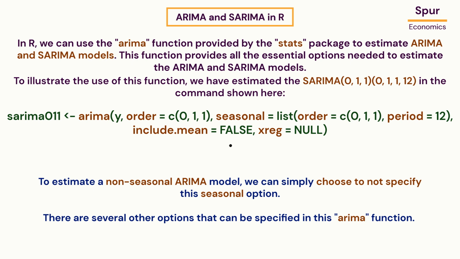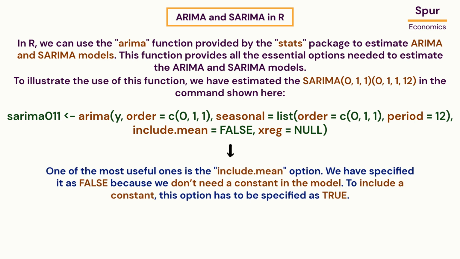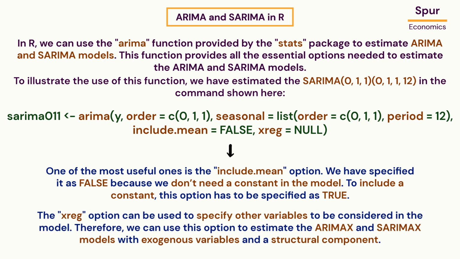There are several other options that can be specified in this function. One of the most useful ones is the include.mean option. We have specified it as false because we don't need a constant in the model. To include a constant, this option has to be specified as true. The xreg option can be used to specify other variables to be considered in the model. Therefore, we can use this option to estimate the ARIMA and SARIMA models with exogenous variables and a structural component.